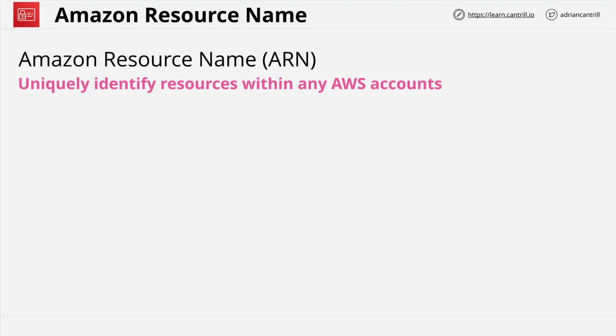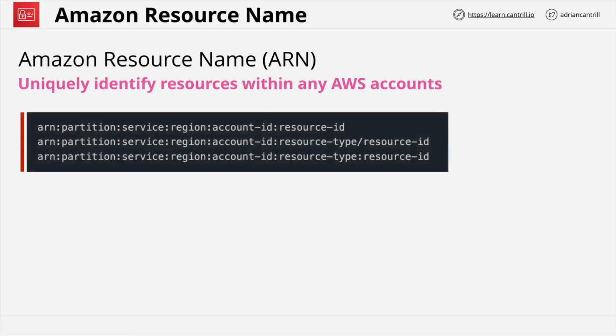Now, ARNs are used in IAM policies, which are generally attached to identities such as IAM users, and they have a defined format. There are some slight differences depending on the service, but as you go through this course, you'll gain enough exposure to be able to confidently answer any exam questions that involve ARNs. So don't worry about memorizing the format at this stage, you will gain plenty of experience as we go.